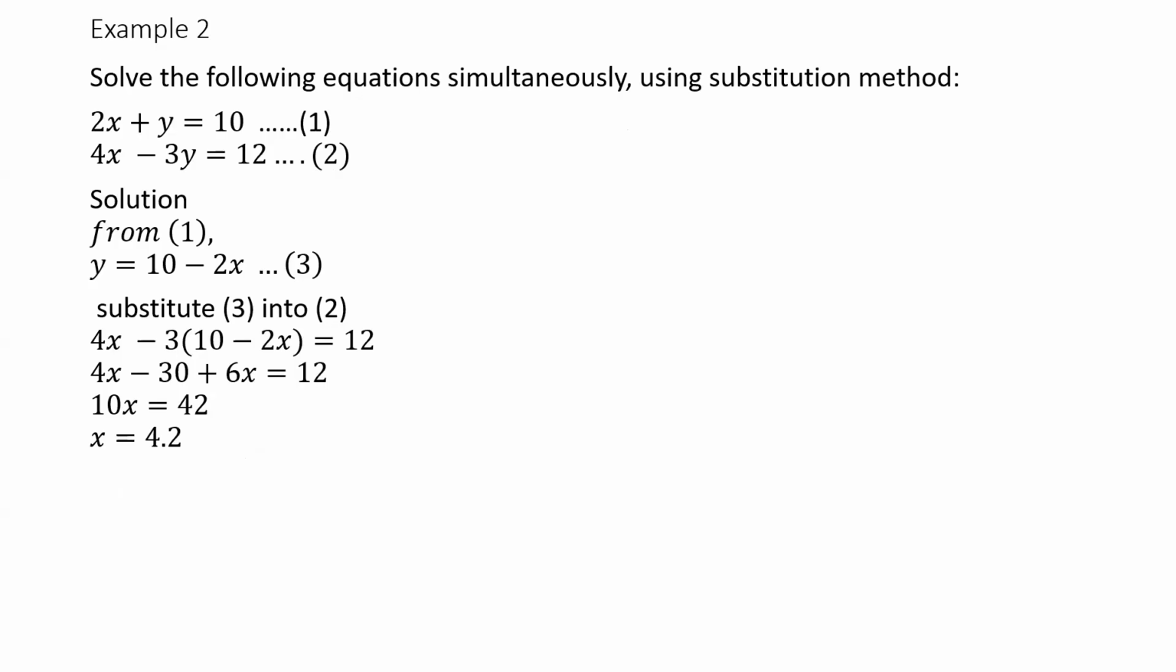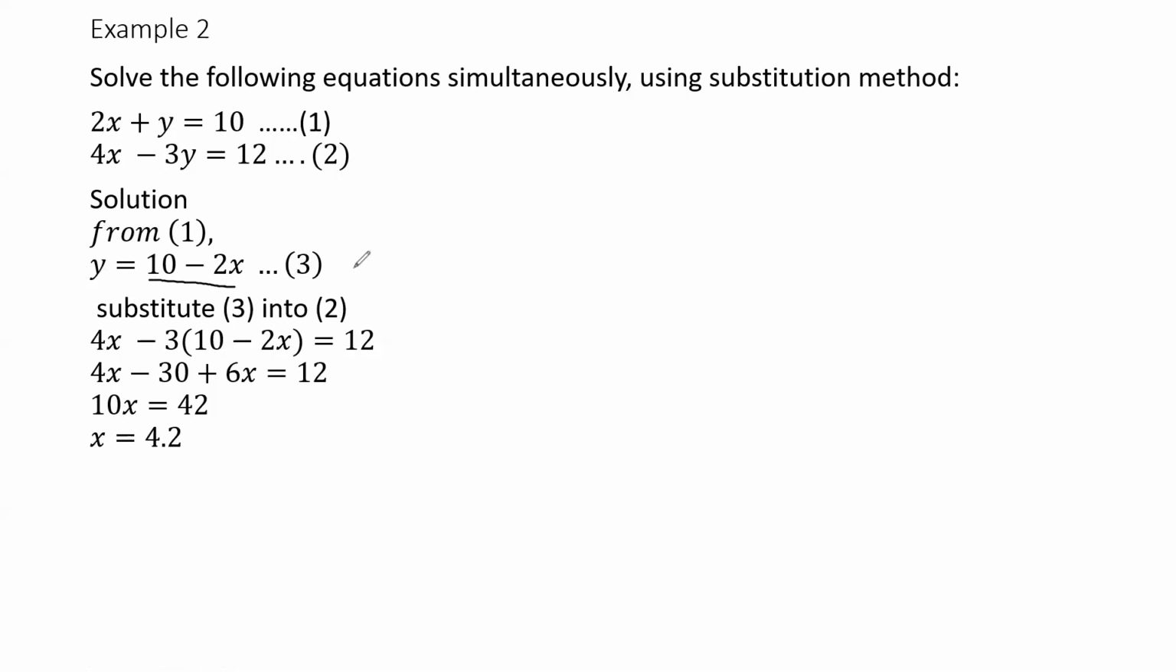Now this one, in equation 1, you can see that we have y with a coefficient of 1. So you can easily make that one the subject. You can take equation 1 and make y the subject. So from equation 1, y is equal to 10 minus, I'm sending 2x, to get 10 minus 2x. I will name it equation 3.